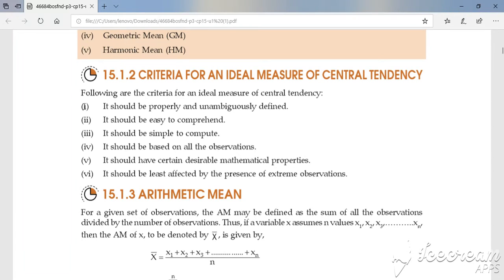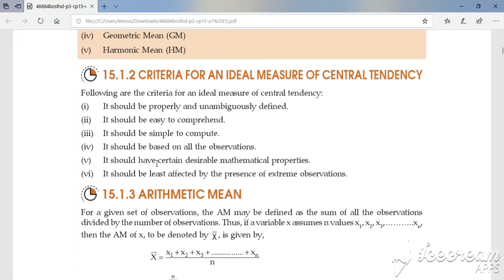Second, it should be easy to comprehend. Whenever we are handling that problem, it should be easy to comprehend. Third, it should be simple to compute. Yes, this is important. Whenever we are finding a measure of central tendency, the calculation should be simple. Fourth, it should be based on all observations. Each and every observation is important for finding the measure of central tendency.